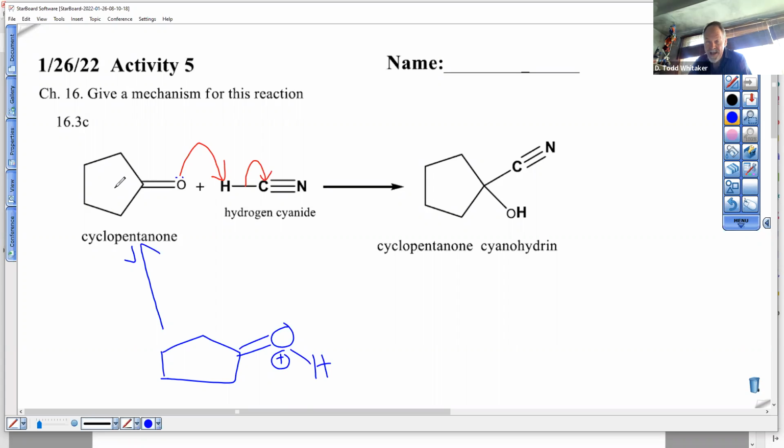What's the difference between 10 and -3? 13. 10 minus -3, 13. So it takes 10 to the 13 of these before you see one of these. This doesn't bother chemists. I can still make this reaction give 100% yield. You know how I know that? Because this next step is not equilibrium.